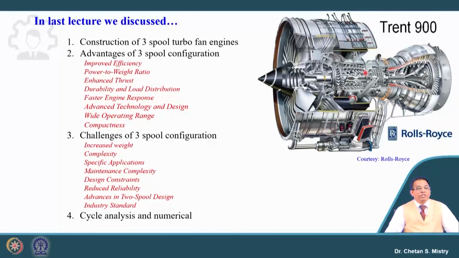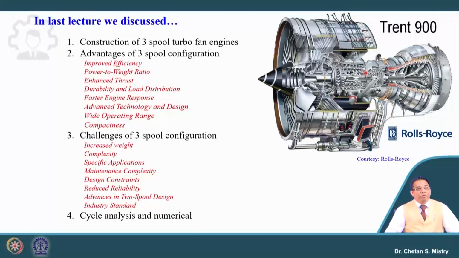At the same time, it also provides compactness, because the number of components we will be using is less, since here we are allowed to rotate each wheel at a particular speed. If we consider the HP spool, that will be rotating at the highest speed, the intermediate spool will be rotating at a medium rate, and the fan or LP spool will rotate at the lower speed. So, that will reduce the overall number of components required, and at the same time reduce the overall size of the engine.